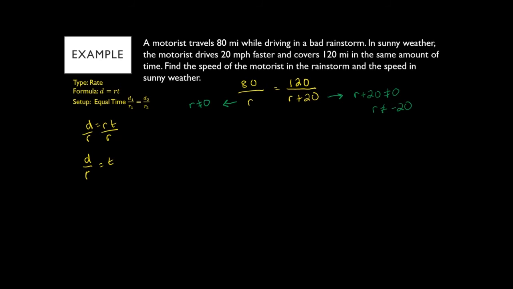So once you've got this set up, then we're going to just solve it like every other proportion, where we're going to multiply diagonals. So I'm going to have 120 times R, and then 80 times R plus 20. And you want to make sure you remember those parentheses because you've got multiple things that you're multiplying it by.